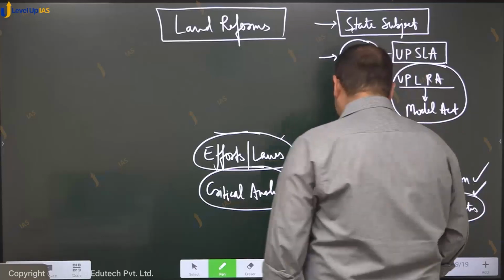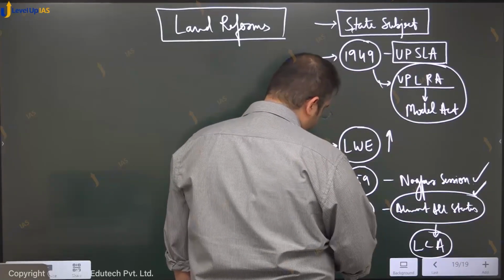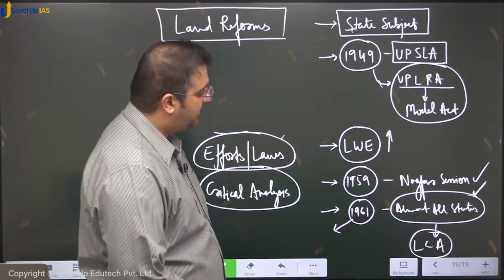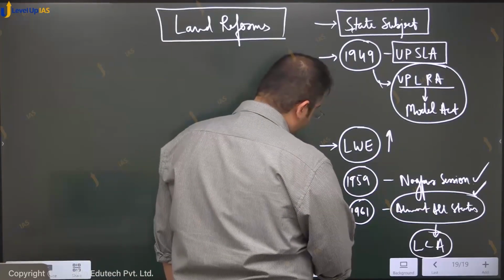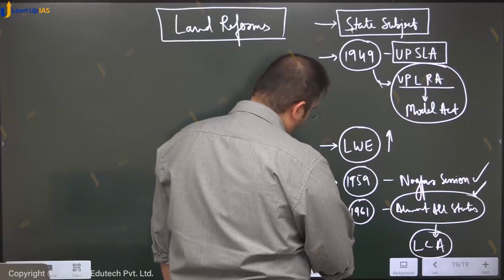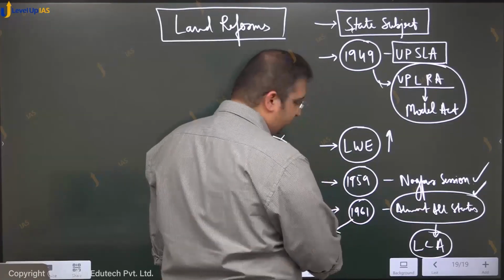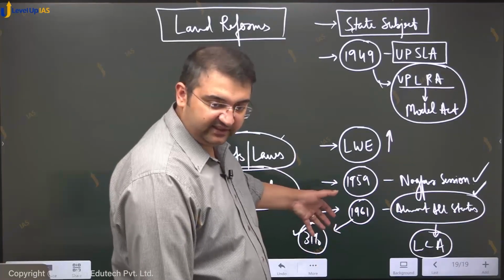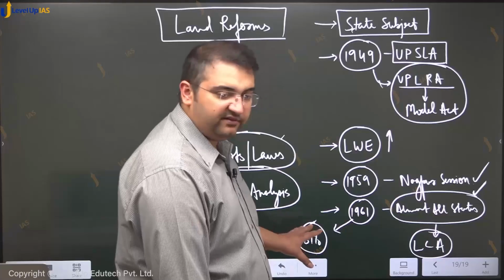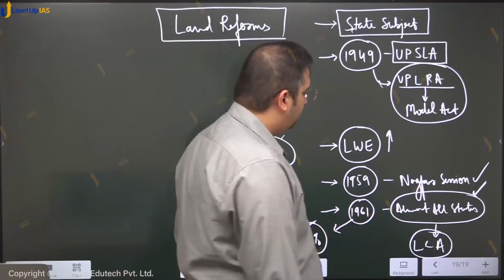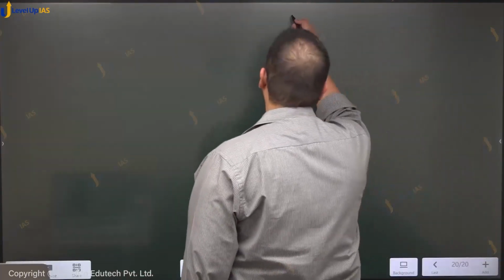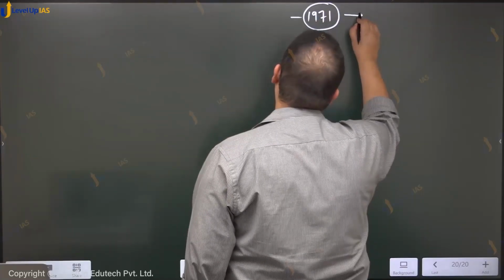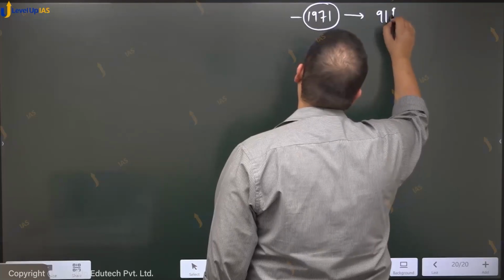Now, in 1961, roughly 31% of all Indian farmers owned their own land. Okay, so from 29 this percentage had risen to 31. However, progress was still quite low. By 1971, when the next census happened, this proportion had increased to 91.1%.